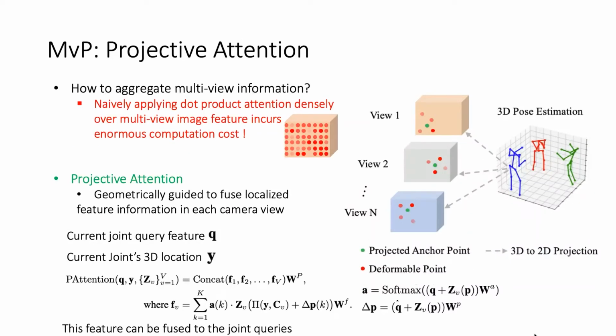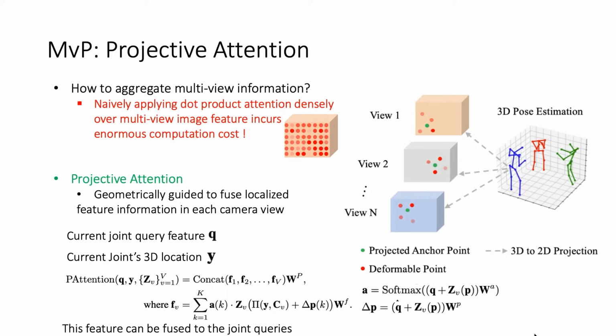The next question is how to aggregate the multi-view information. So we can naively adopt the dot product attention to densely attend over the multi-view image features. But the problem is it incurs enormous computation cost. To address the limitation, we propose projective attention. It is geometrically guided to fuse the localized feature information in each camera view.